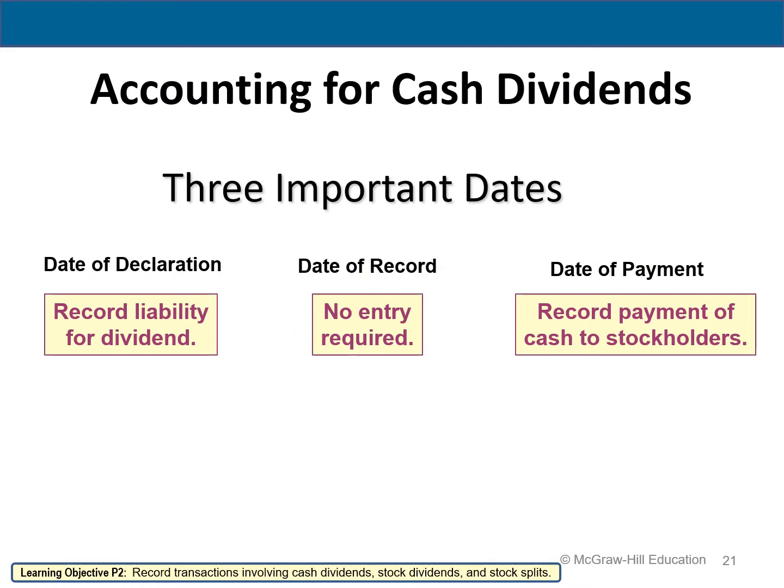So when we account for cash dividends, there's 3 important dates. There's the date of declaration, date of record, and date of payment. The date of declaration is the day that we record the liability for the cash that's ultimately going to go out the door to our stockholders. The date of record, there's no entry required, but you have to be a stockholder on that day in order to receive the dividend. And then the payment date, so that's the actual date that the cash is going to leave the company. Okay?